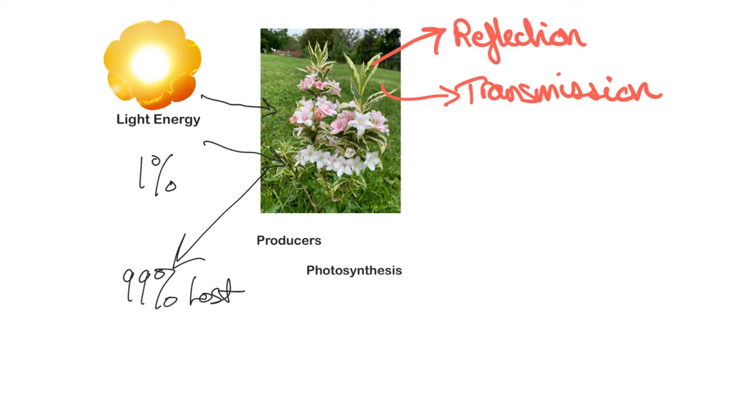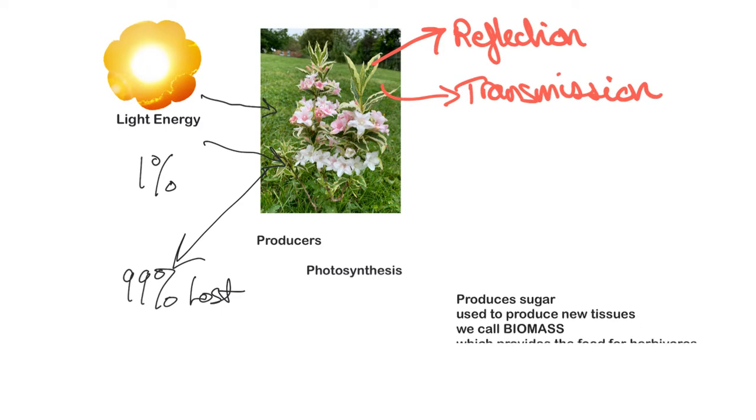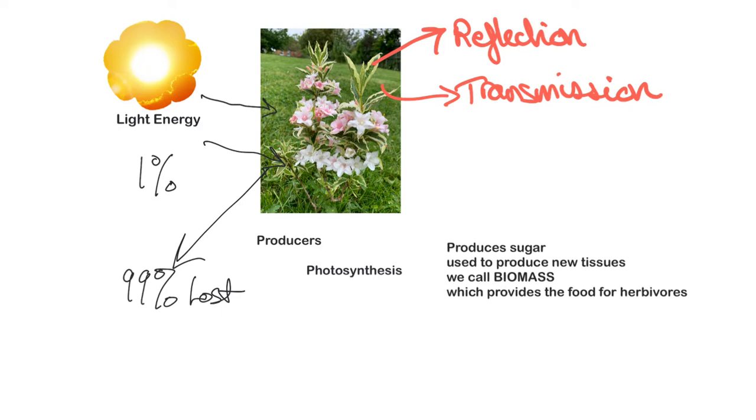And so the little bit that you do get, though, the 1%, is used to produce sugar. So what you've done is you've converted light energy from the sun, ultimately up here, into the sugar, which is therefore going to be housing chemical energy. And this material is used to produce new tissues. We call the new tissues biomass. And of course, this is what herbivores eat.